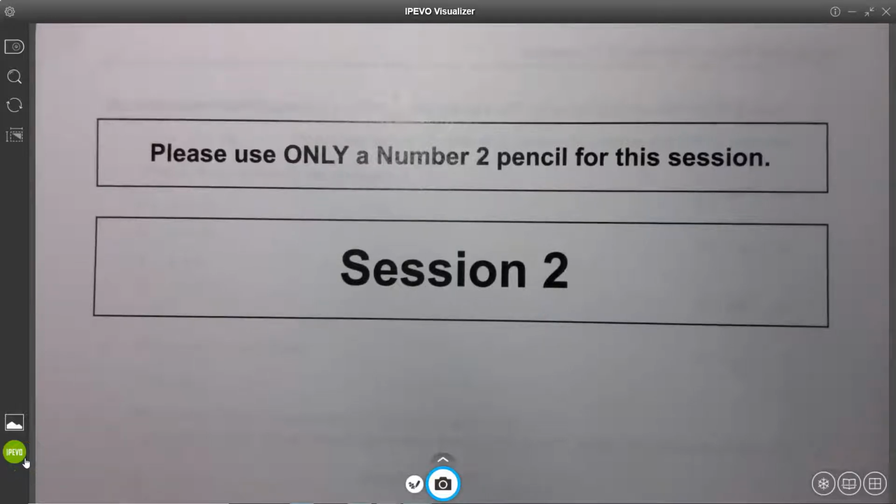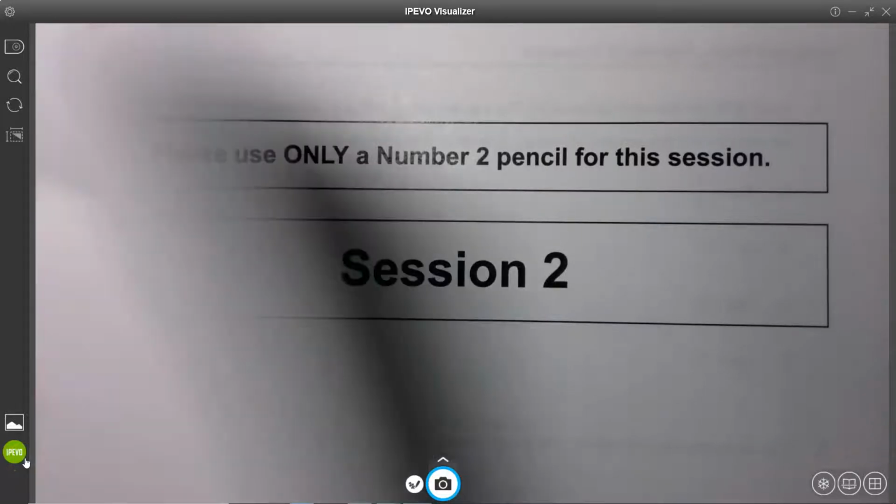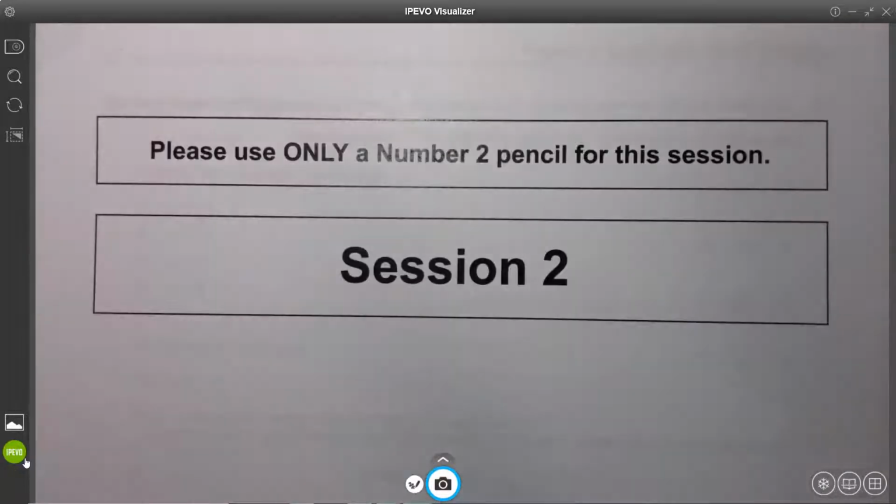So this is session 2 of the MAP practice test, and the front of it looks like this, the release practice form. I'm just going to go through how to do session 2, just so that you can see how I would approach the problem.